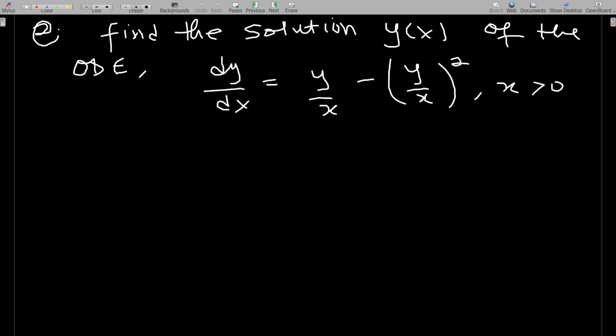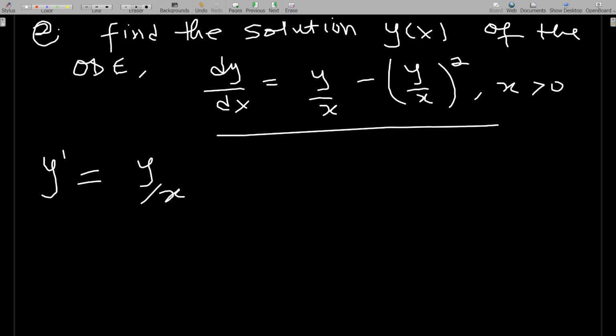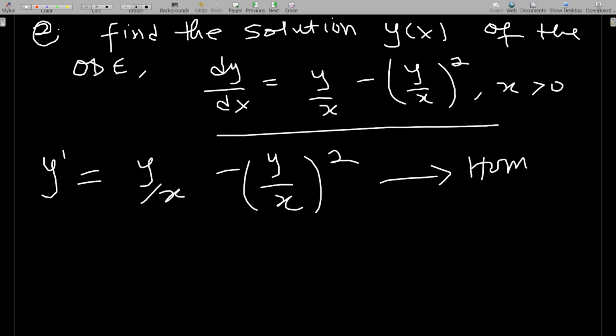So find the solution y of x of the ODE this. And then in our last discussion, we made mention that if we have an ODE that has the y prime or the dy/dx being dependent on the ratio y over x or x over y, then this is homogeneous. Okay, this is homogeneous because of this ratio we have inside here. So if you can express y prime as a function of, or as dependent on, the ratio y over x, then this is homogeneous.